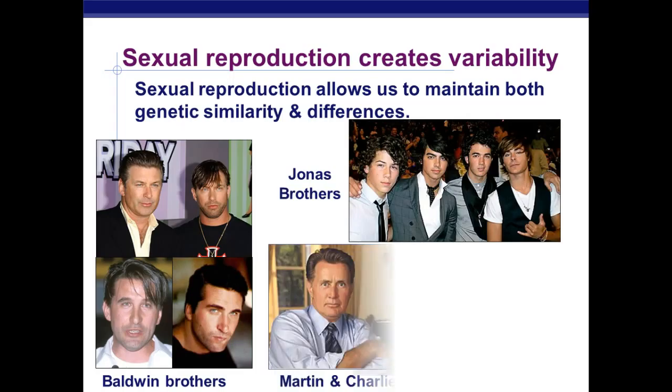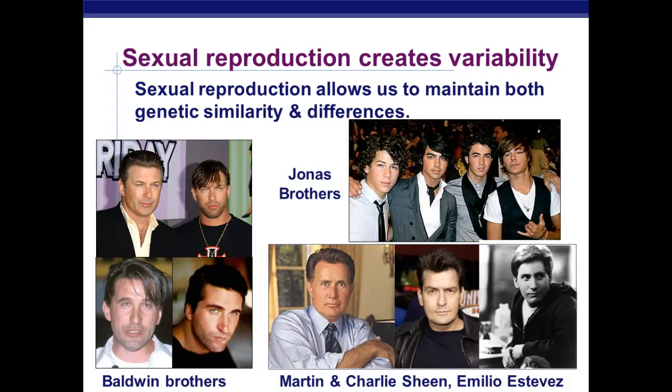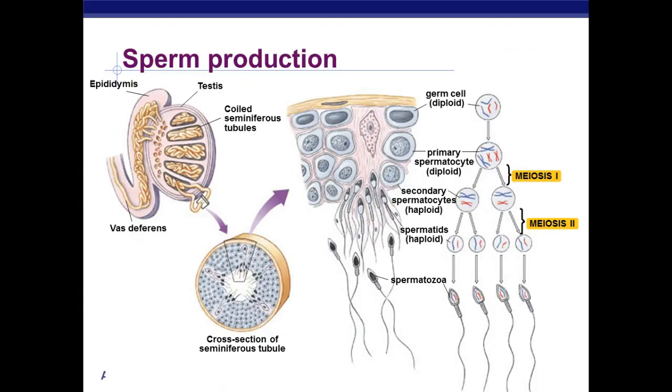The Jonas brothers, much the same way. The Sheen-Estevez family, much the same way. We can note genetic similarities, but also genetic differences as the result of this variation that comes from assortment of chromosomes, crossing over, and random fertilization. So we want to wrap up this video by talking about the difference between sperm production in men versus egg production in women, because there is an important difference there.